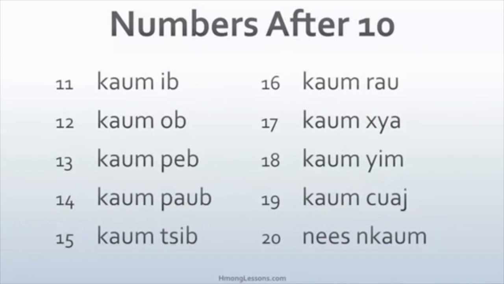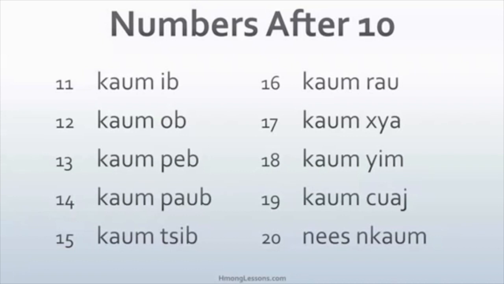Now let's count numbers from after 10, okay? We already count 1 through 10. Now let's count from 10 to 20. 11 is gao yi. Remember, 10 is gao. So to count 11, you just say gao yi, which is 10, 1. 12, gao a.